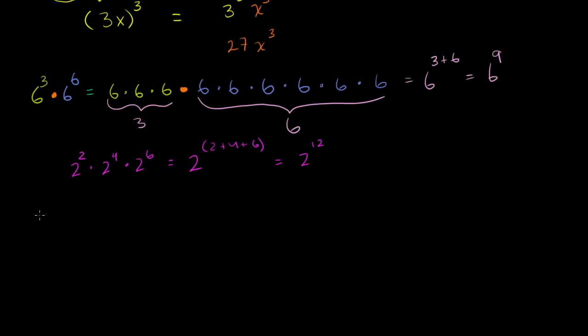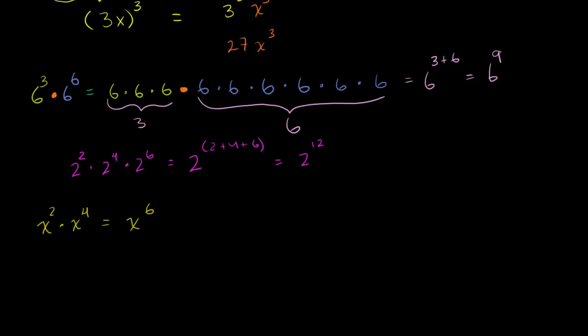but it's the same exact idea. What is x squared times x to the fourth? Well, we could use the property we just learned. We have the exact same base, x. So it's going to be x to the 2 plus 4 power. It's going to be x to the 6th power.